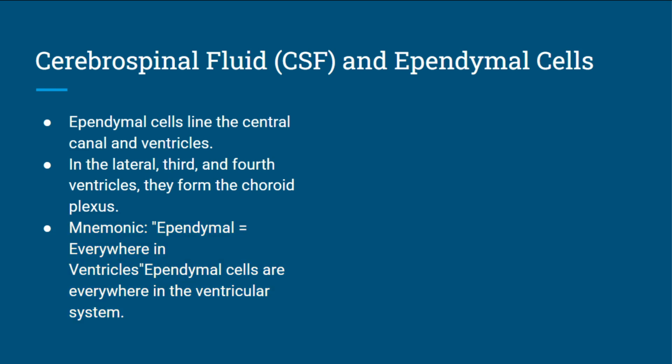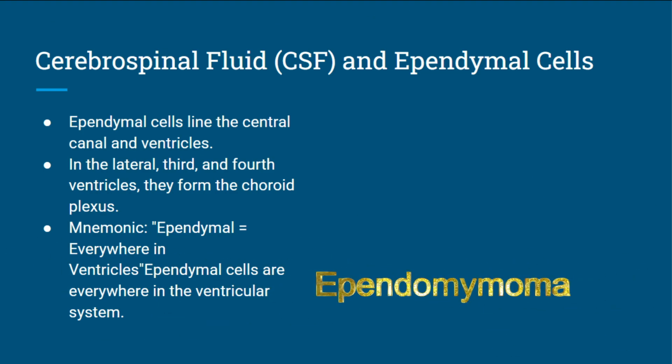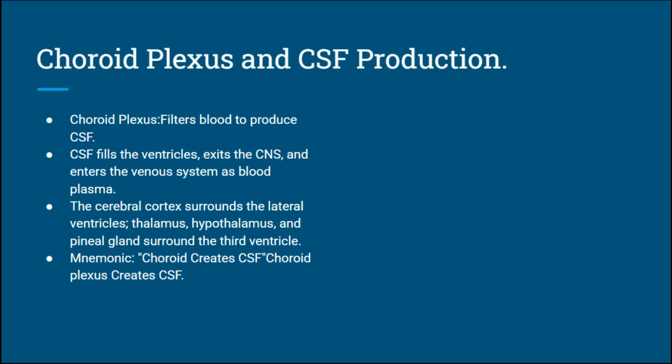On Step 1, they might ask about ependymal cell dysfunction, like ependymomas, which are tumors that can block CSF flow. Understanding their role in forming the choroid plexus sets you up for the next slide, where we will talk about CSF production. The choroid plexus is the star of CSF production.